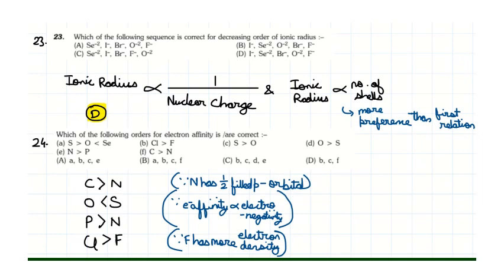In question 23, we need to find which sequence is correct for decreasing order of ionic radius. Ionic radius is directly proportional to number of shells, and if the number of shells are same, then it is inversely proportional to the nuclear charge. We know that I minus, Se 2 minus, Br minus, O2 minus, and F minus are in decreasing order of ionic radius.